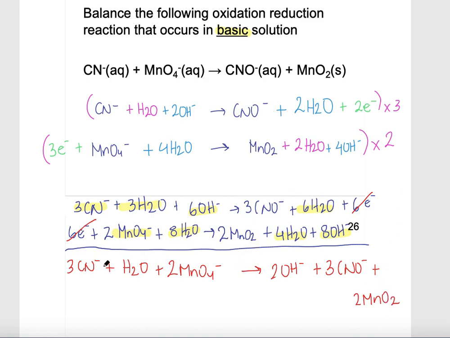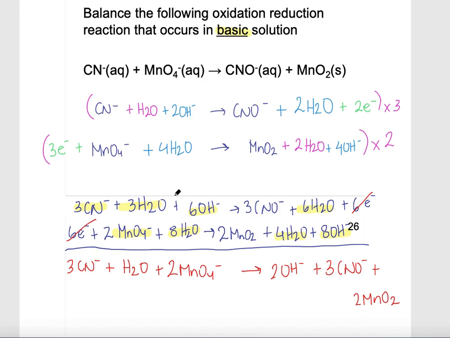And then the charges. On the left-hand side, I have 3 negative and 2 negative. That's a total of 5 negative on the left-hand side. On the right, I have 2 negative and 3 negative. That's also negative 5. So we are good. That is your balanced equation under basic conditions.